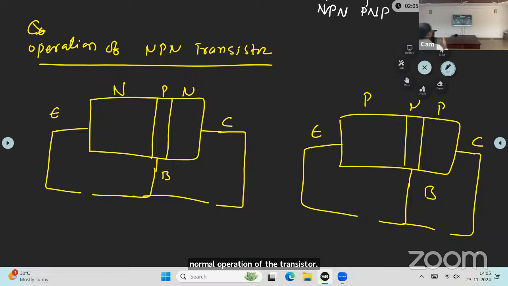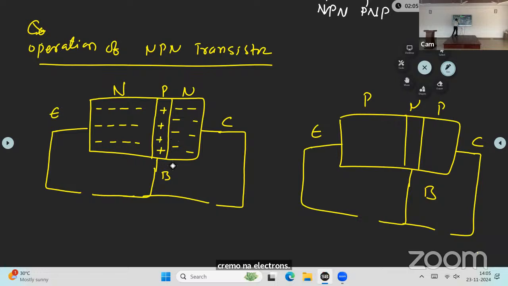Okay, so now connect one battery here. What is the battery connection? What is the emitter terminal? Which type of semiconductor? N-type semiconductor. So the N-type semiconductor has electrons as charge carriers, and here holes, and here electrons again.